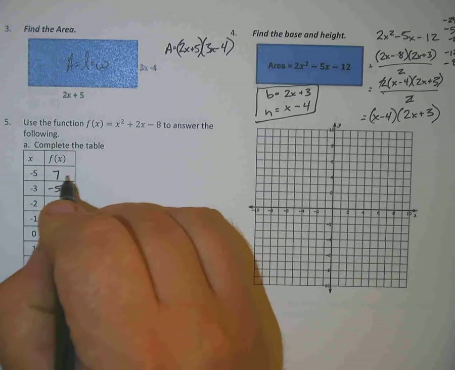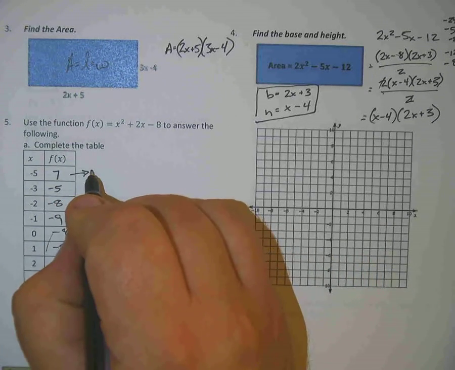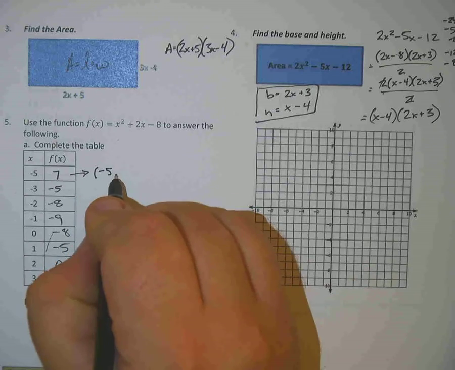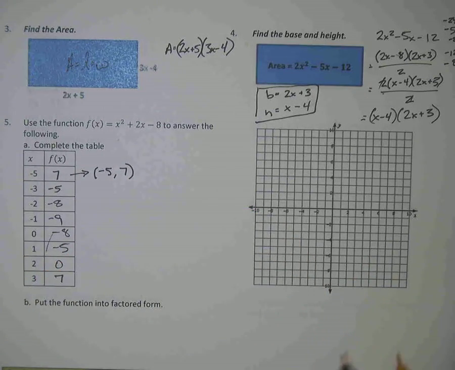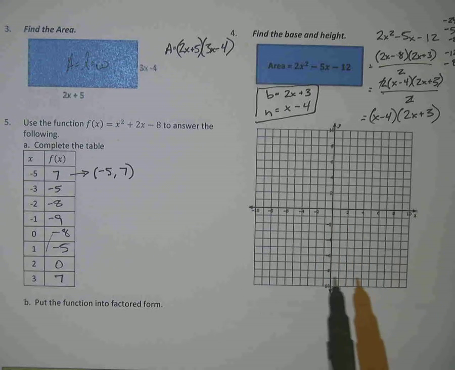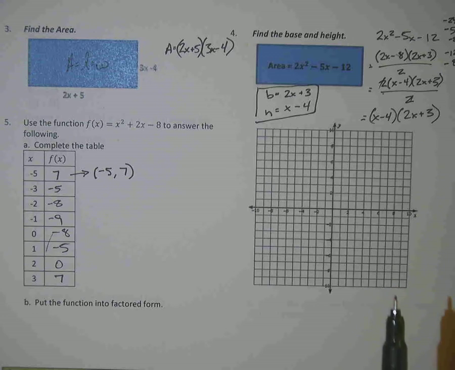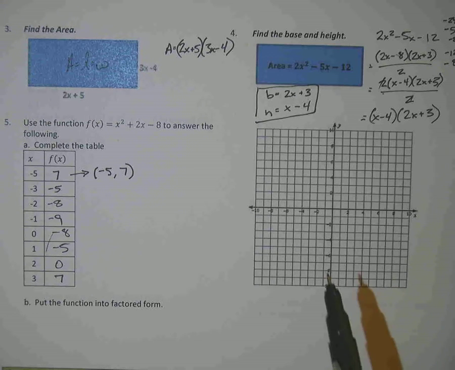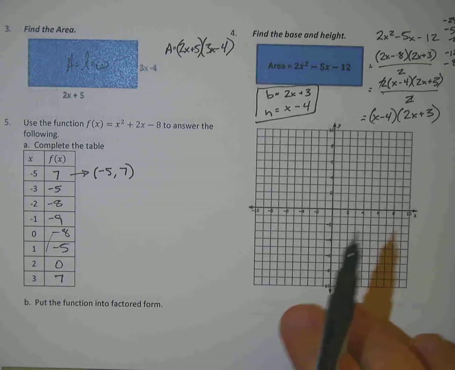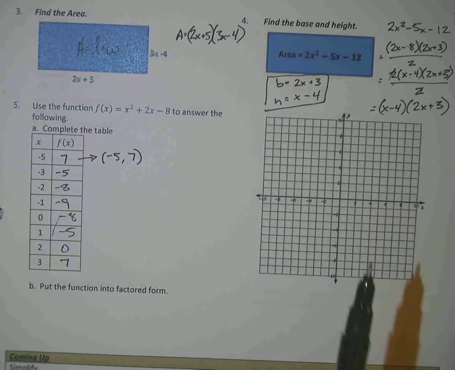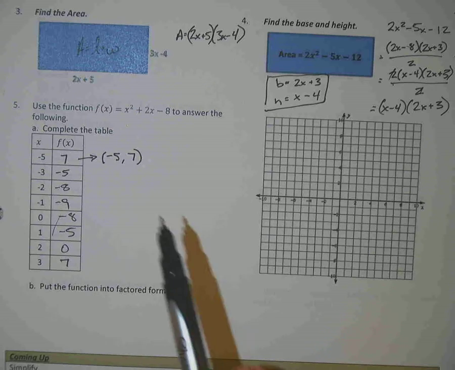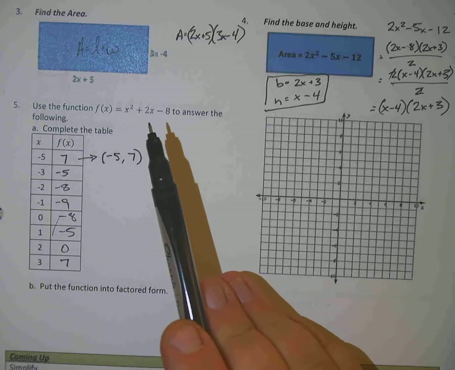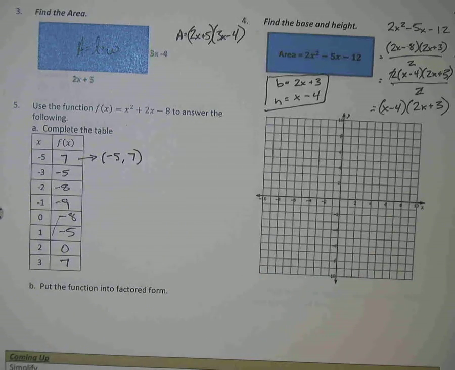And just remember, for instance, this means that I'm going to plot the point negative 5, 7, and I'm going to put that point on the graph, and somehow my graph should intersect all those points. I'll give you a hint, it will not be a straight line, so don't think that you're messing up when you're plotting points and they don't turn out to be a straight line. The last part just says to put your function into factored form. That just means factor this right side over here, and I think that you guys can manage that.